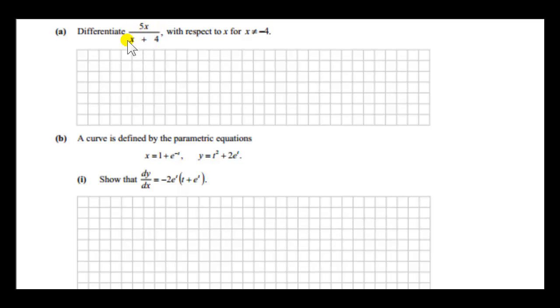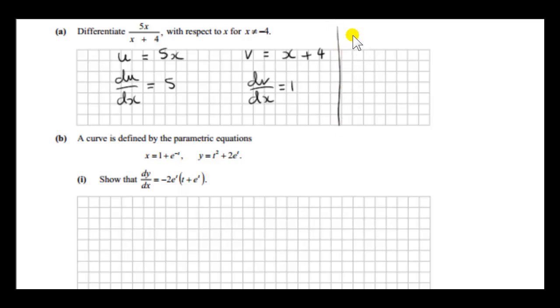Okay, here we have a quotient or ratio of two functions. So this function has the form u over v, where u is the numerator, which is 5x, and v is the denominator, which is x plus 4. Okay, to differentiate this we need to get du dx and dv dx. du dx is 5, dv dx is 1.